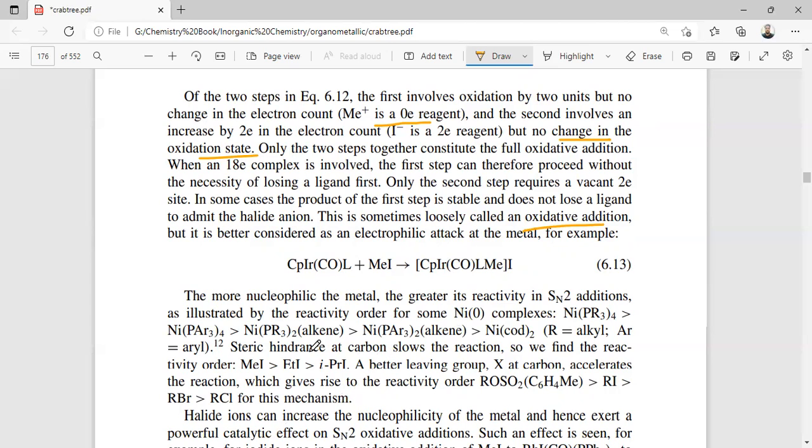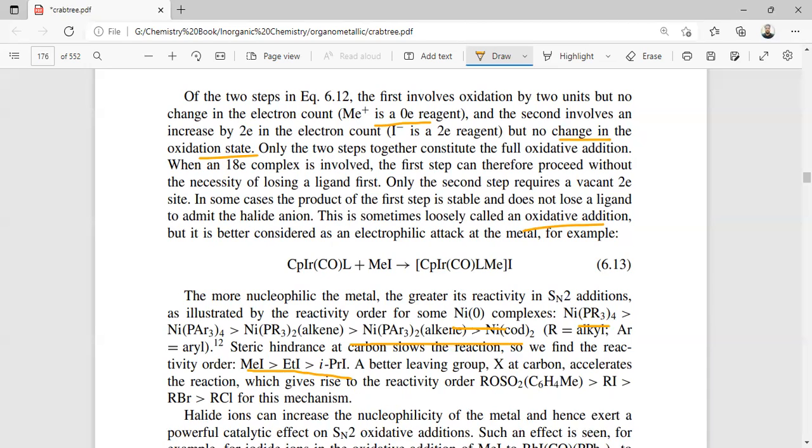And steric hindrance generates this for the nickel zero case. This is the order of oxidative addition of the metal center with increased electron density. Also the steric index at the carbon. So the reactivity order is methyl iodide, ethyl iodide, isopropyl iodide. That means steric crowding of the carbon center will also favor the rate of the reaction.